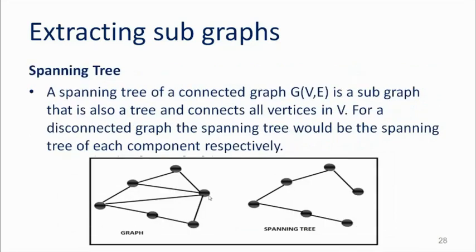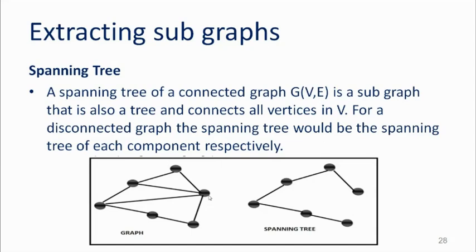Now, spanning tree. A spanning tree of a connected graph G of V comma E is a subgraph that is also a tree and connects all vertices in V. So that means a spanning tree is a kind of subgraph in which all edges will not be there. With the minimum number of edges, all vertices will be connected. So for this also you are supposed to go for traversal. Without traversal you cannot get the vertices. Either you have to go in any order and visit all the vertices, then only you will get this particular spanning tree.